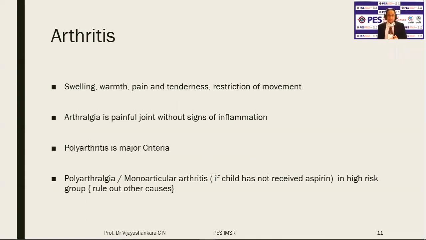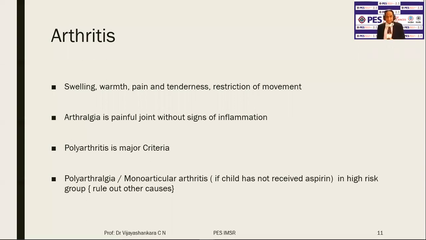Now let us come to each thing, clinical manifestation. Arthritis is the most common clinical manifestation. There is swelling, warmth, pain, tenderness, and restriction of movement. That is the classical description of an arthritic joint. Arthralgia is a painful joint, but without signs of inflammation. The swelling, warmth, pain, tenderness, restriction of movement are all clinical signs of inflammation.